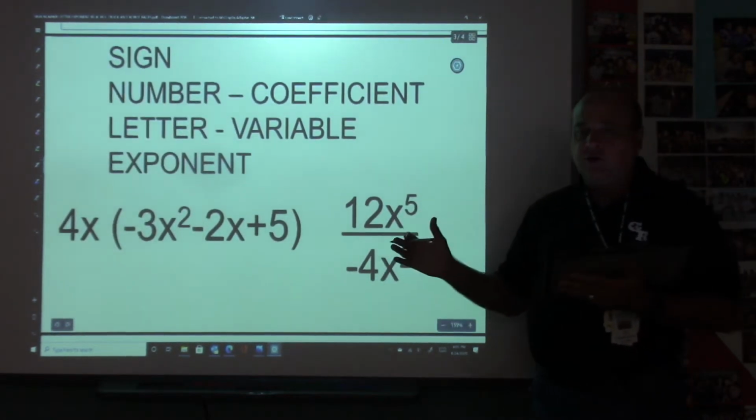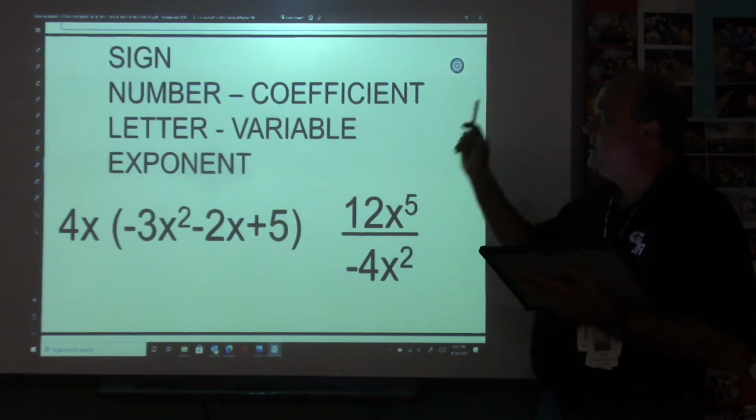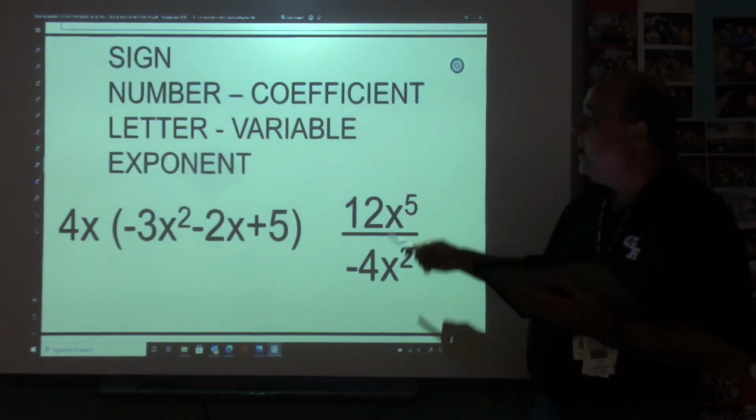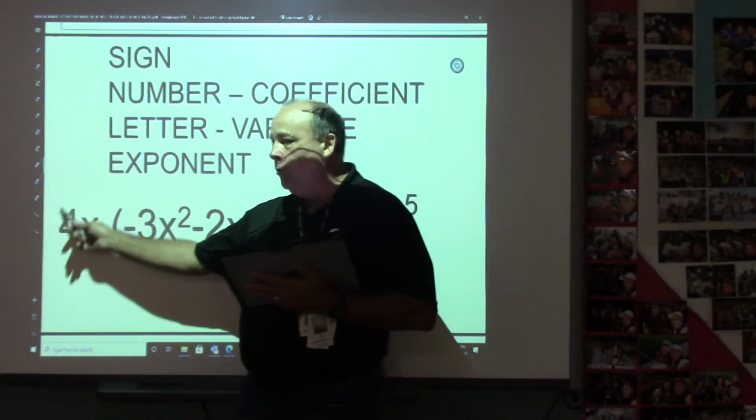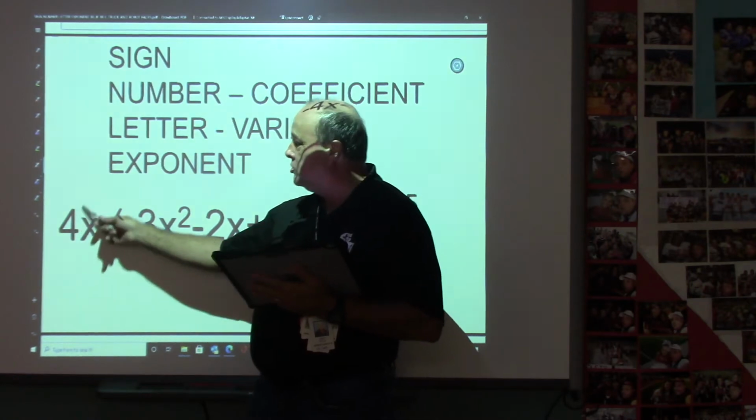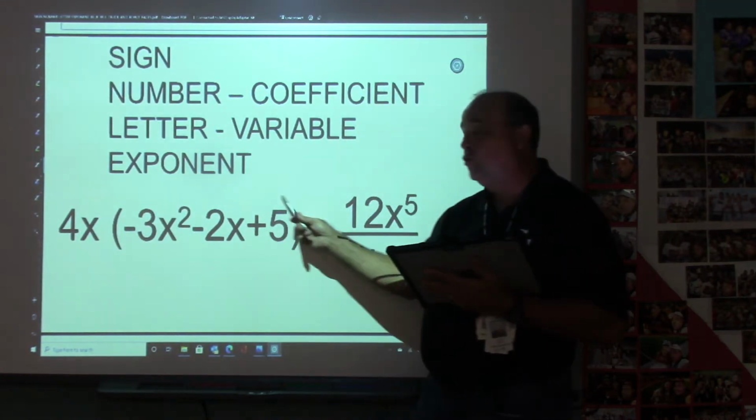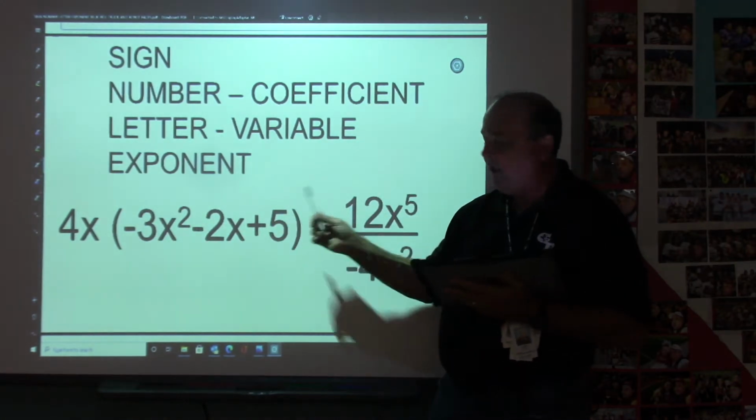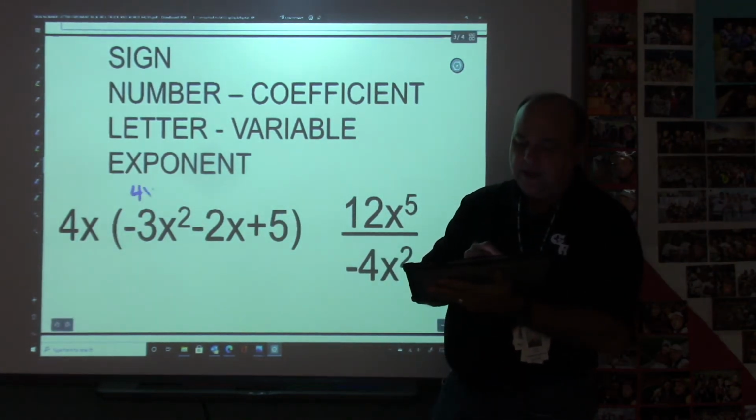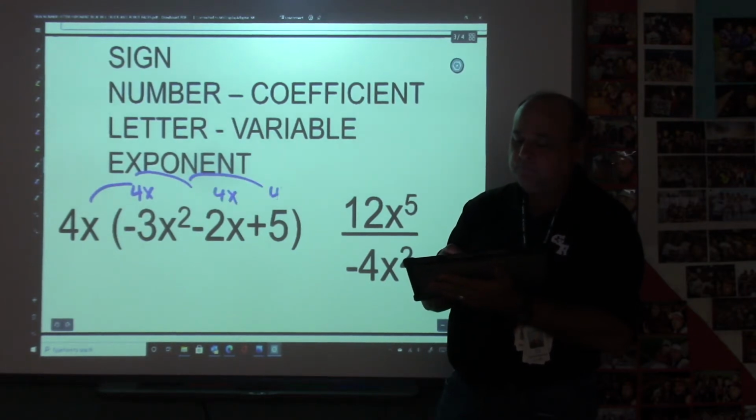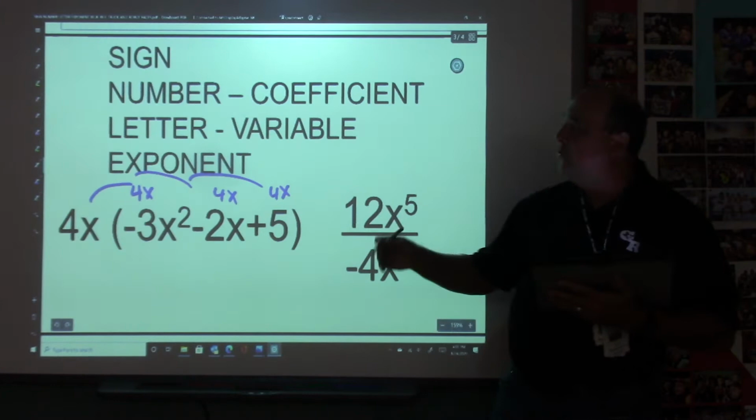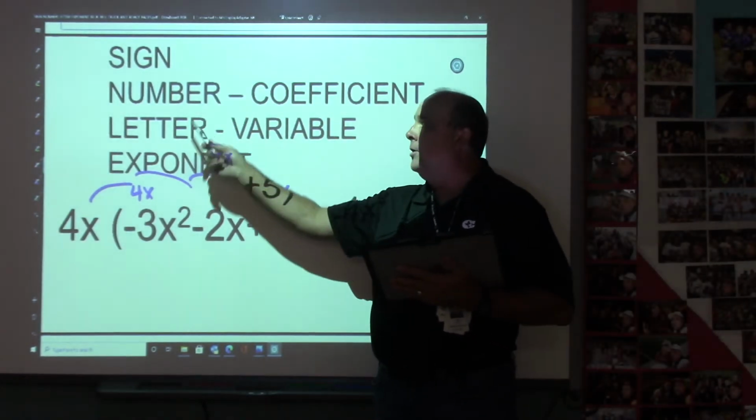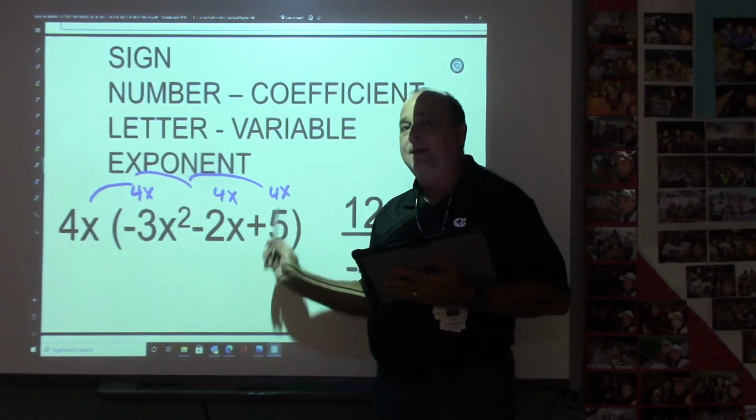So let's go through and do some math here using sign, number, letter, exponent. Now then, remember my story about the Bluebell truck. The 4X is the Bluebell truck, and it's going to drive to all the stores in the parentheses. So it's going to drive to the 3, the 2, and the 5. So we're going to take the 4X and drive it to all the stores, right? Now then, we're going to go through and do sign, number, letter, exponent 1, 2, 3 times.